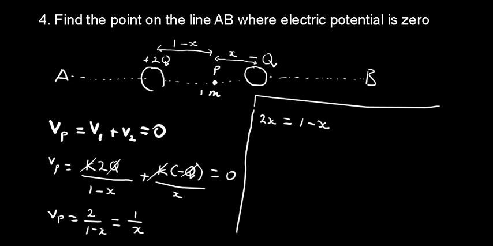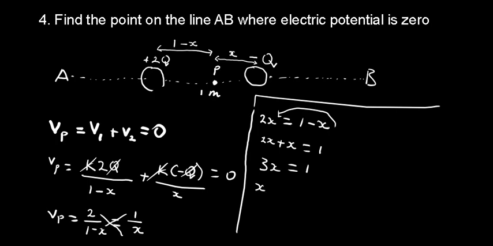So we now have 2x plus x, trying to bring this over, will be equals to 1. So we now have 3x is equals to 1. Then x is now equals to 1 over 3.